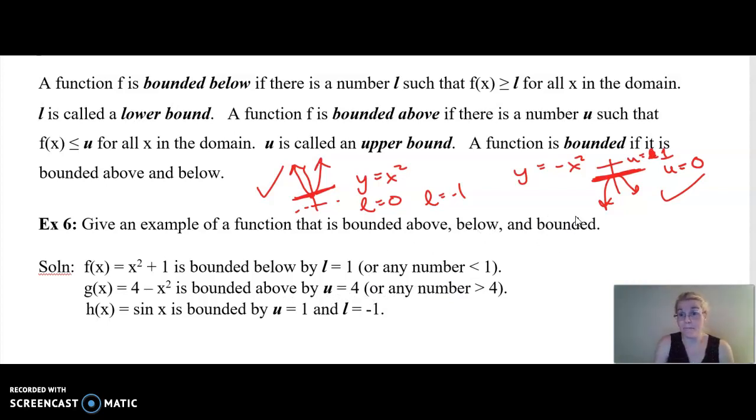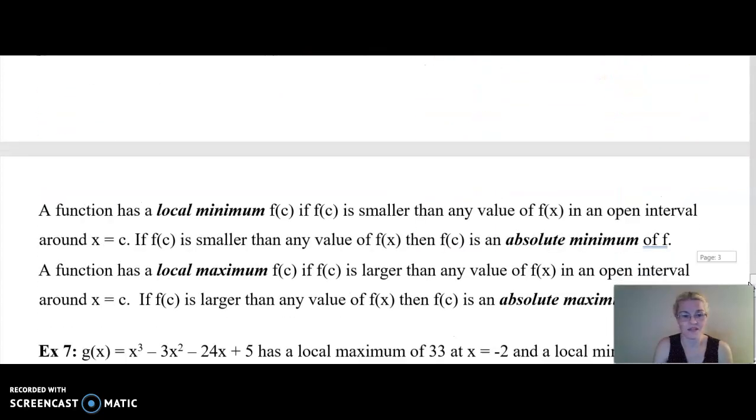Classic functions that are bounded, sine and cosine, right? Sine, if we remember, looks like this, right? It's bounded above by 1 and bounded below by -1, right? So sine is a bounded function. Cosine is a bounded function. All right, so bounded, that's what we've got there.